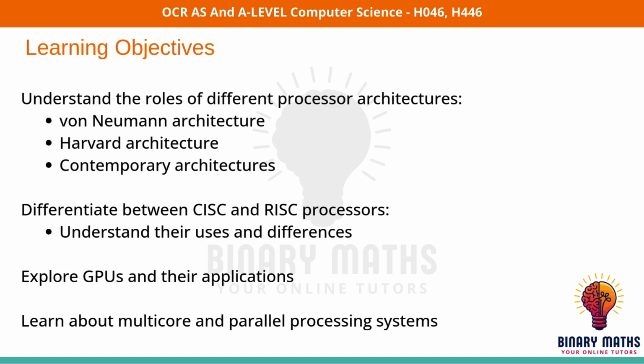On the other hand, RISC stands for Reduced Instruction Set Computing. RISC processors use a smaller set of simple instructions, which can be executed very quickly. This simplicity allows for faster processing and more efficient use of the CPU.